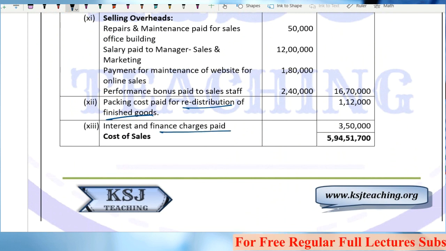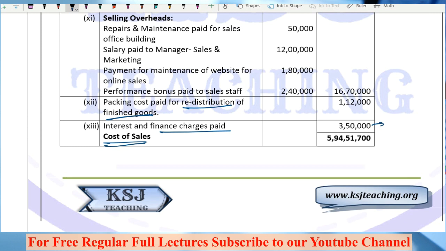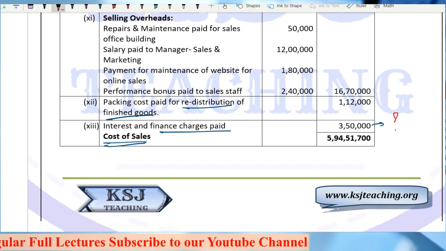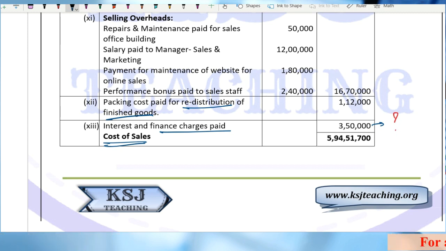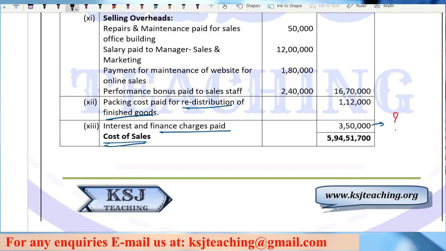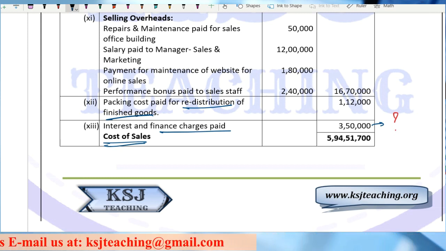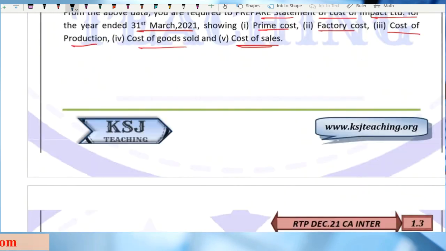Interest and finance charges paid. So these have been taken as a separate item. Again, this is a bit controversial, I can say, because I always have maintained that interest and finance charges should not be taken in the cost sheet. Still they are taking it for the non-equity fund, that's fine, right? So you can take it as a separate item in the cost of sales. Clear, sir? So this is all about the question of cost sheet.